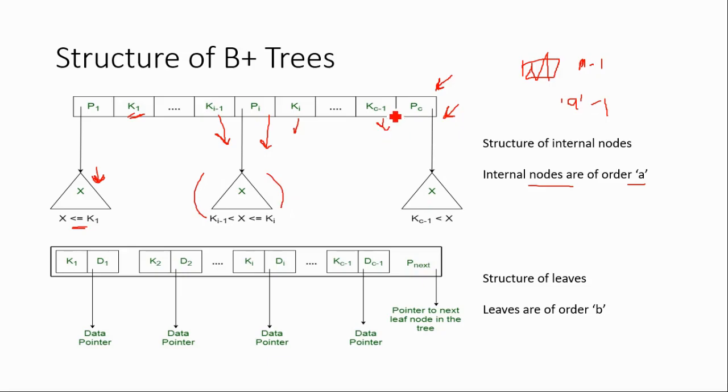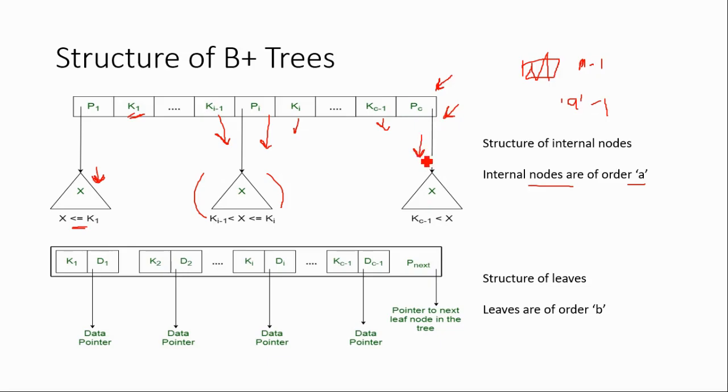Actually it will be A, because there are A elements, A minus 1 links and a child. So this is similar to the B tree.